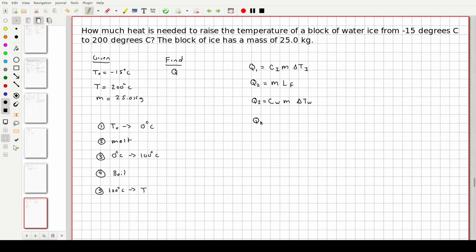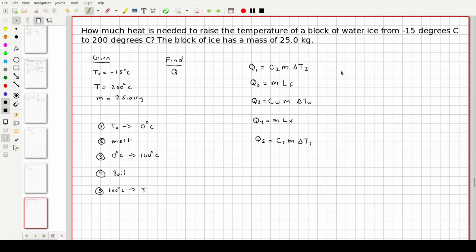When I get there, though, now I have to vaporize it. I have to boil it. That is the latent heat of vaporization. The last thing I have to do is to take my steam and change this temperature to 200 degrees Celsius.